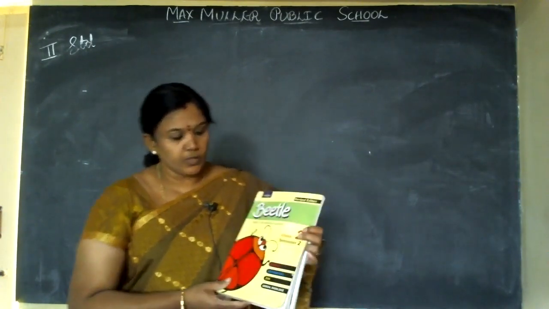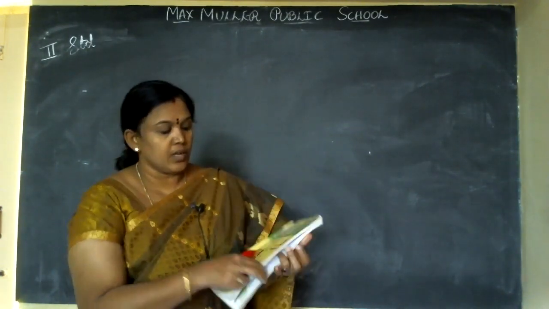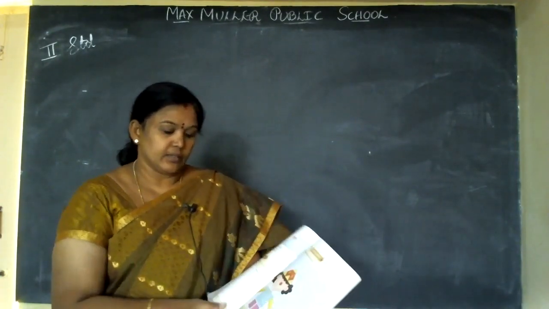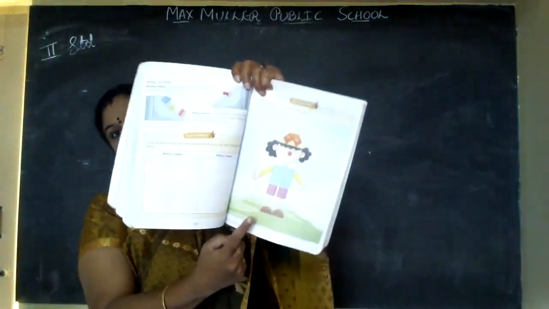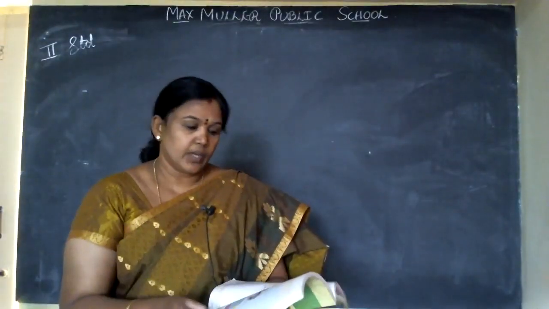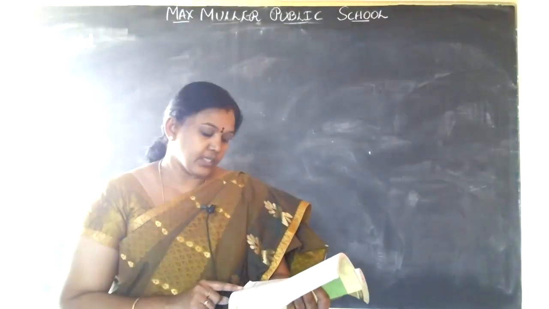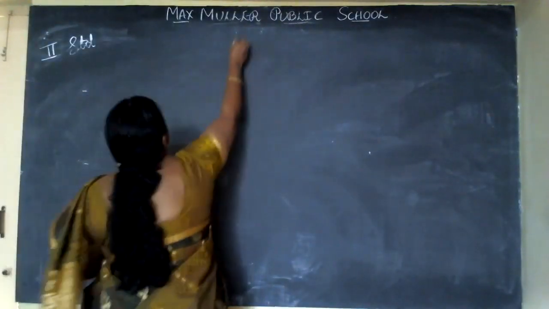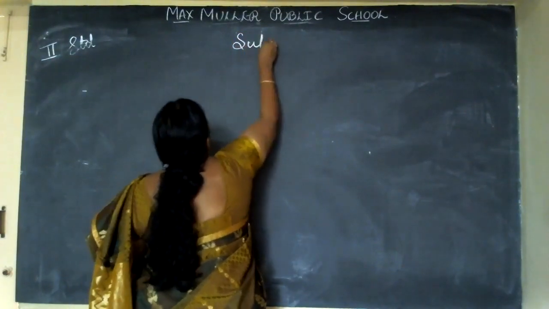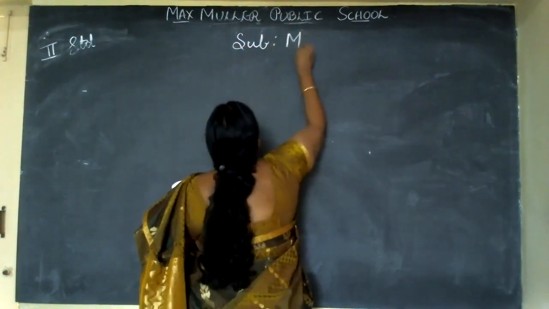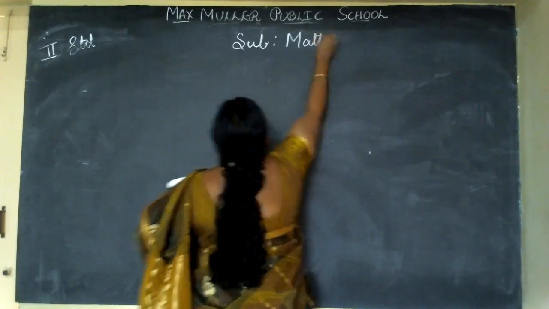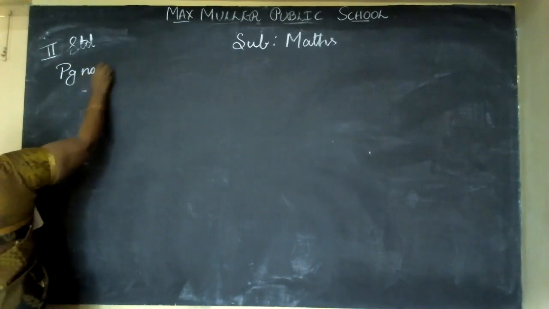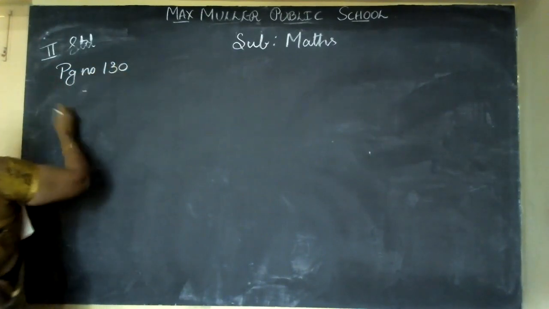Open your textbook, semester 2 textbook, page number 130. See, children, we already finished shapes. So, today we are going to start multiple choice questions, page number 130. Subject, maths. Page number 130, multiple choice questions.